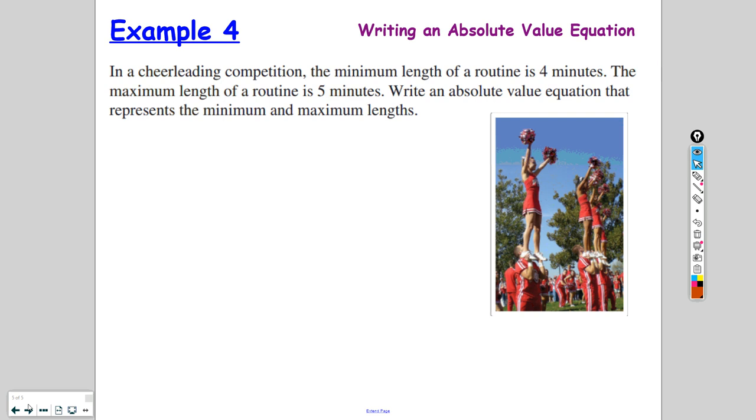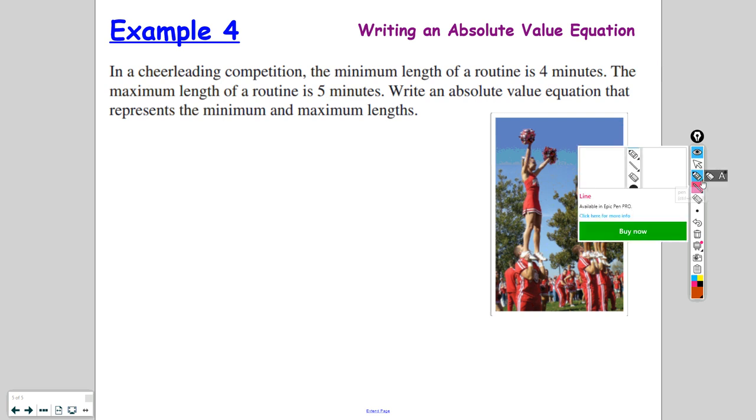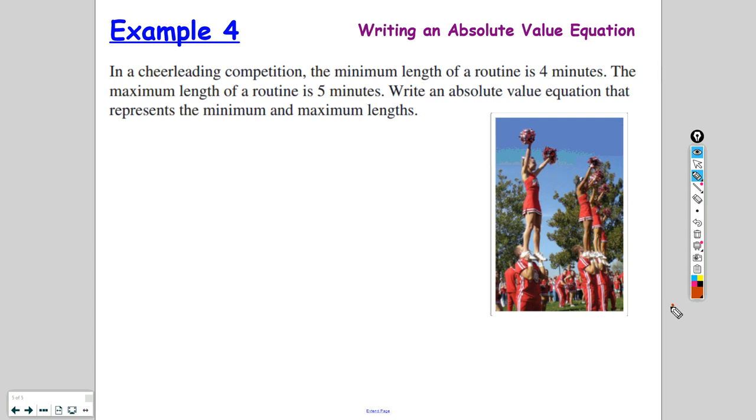Okay, so if we're struggling, it's always useful to have a diagram. So we could have a diagram that models this scenario. Okay, so if I draw just a little basic number line here, all right, the minimum length for the routine is 4 minutes. The maximum length for the routine is 5 minutes. All right, so these are basically our solutions, and what we've got to determine is, what is that middle point there? What is that distance that is equal?